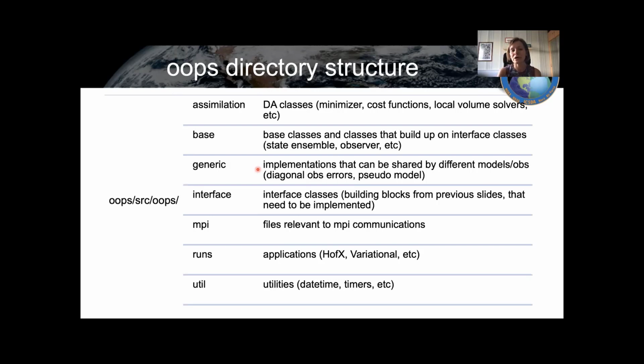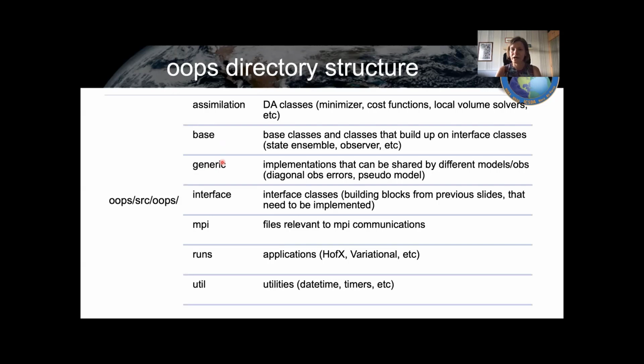So there are a few directories inside this OOPS source OOPS directory where the main code is. In the assimilation directory, you'll find main DA classes like minimizers, cost functions, local volume solvers, and some other helper classes. The base directory holds base classes and classes that kind of build up on interface classes. So you'll find a class like an ensemble of states or an observer that helps you run HofX and the filters and other classes.